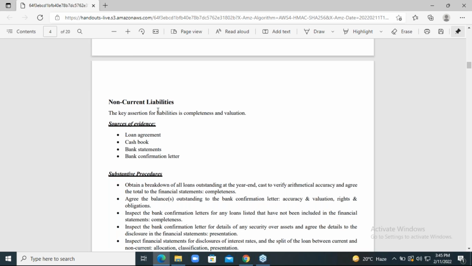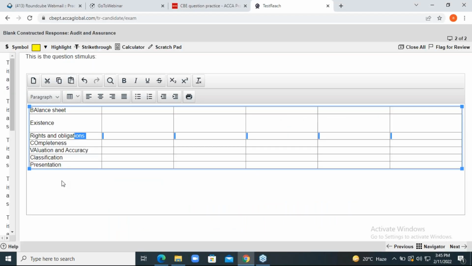So these are the risks. This means that whenever you are focusing on an area, first of all, you are going to go for the assertion, then you are going to think of the related risk, and third thing is the documents, the documents in that head.